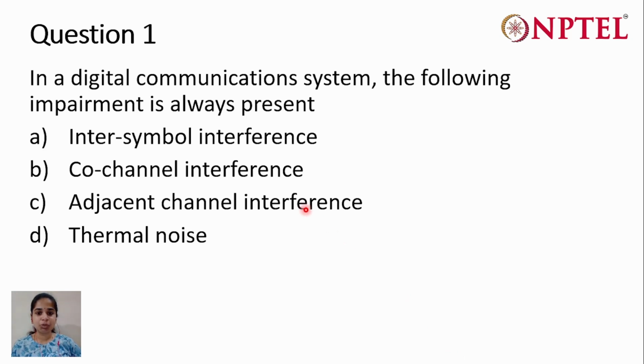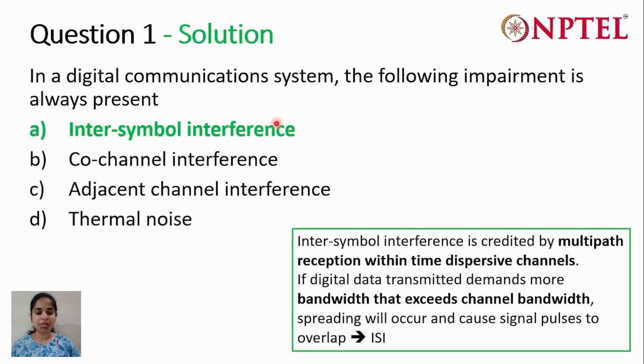In a digital communication system, the following impairment is always present. The options are inter-symbol interference, co-channel interference, adjacent channel interference, thermal noise. So, which of the following impairments is always present? The answer is inter-symbol interference. Inter-symbol interference is created by multipath reception within time-dispersive channels.